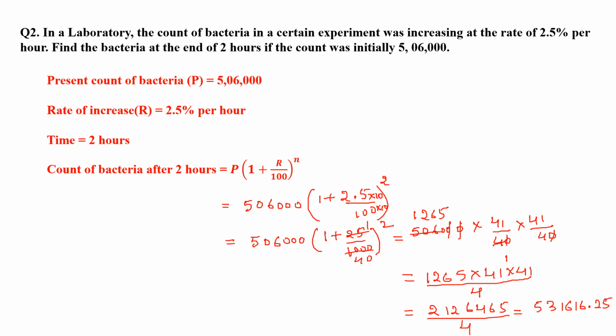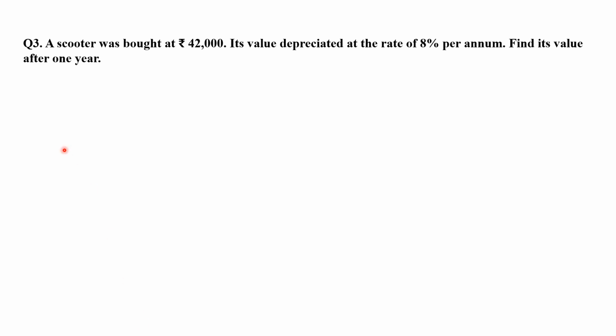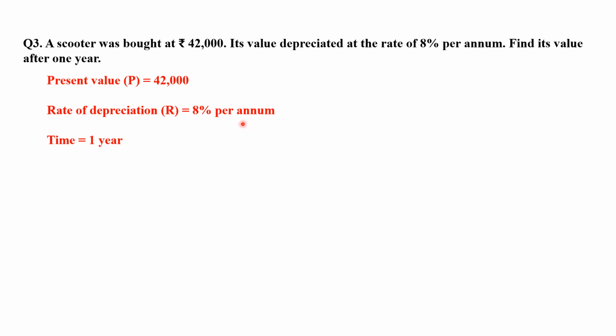Now moving to another question. Question number 3. A scooter was bought at 42,000 rupees. Its value depreciated at the rate of 8% per annum. Find its value after 1 year. Okay, so here, all the information is given. Initially the scooter was bought for 42,000 and there is a depreciation at the rate of 8% per annum. Time is 1 year.